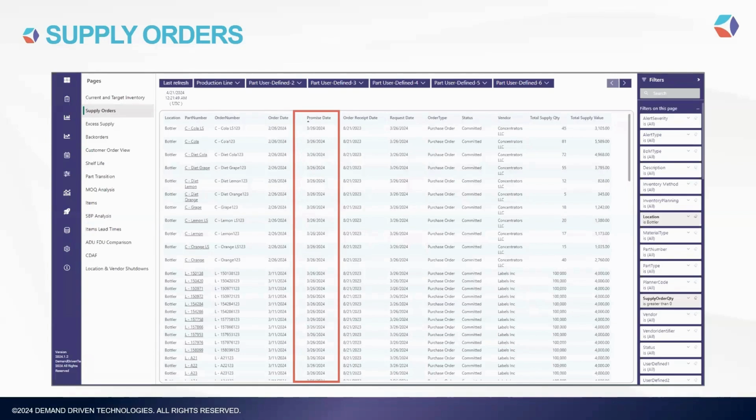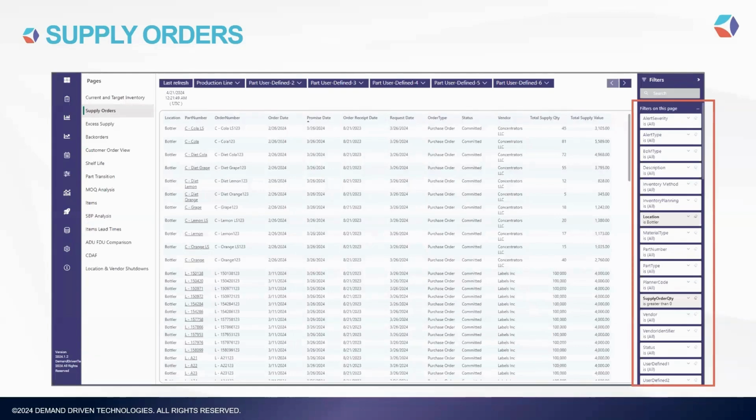Sometimes you have a supply order that's been open, sitting there saying 2022, 2021. Well, it looks like it's on order. It looks like it's coming into the system. And so without cleaning that up, you won't get the signal to order.